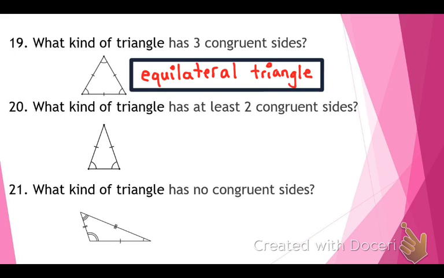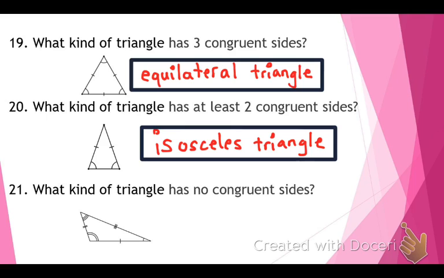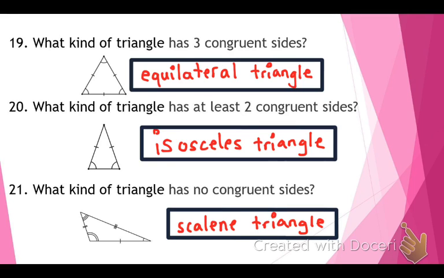Next up, what kind of a triangle has at least 2 congruent sides? Isosceles triangle. Once again, there's no really clever way to remember that, so you just got to memorize that that's going to be called an isosceles triangle. Finally, this one has no congruent or no equal sides. What is that? Scalene triangle. Okay? How many of you guys got those correct?